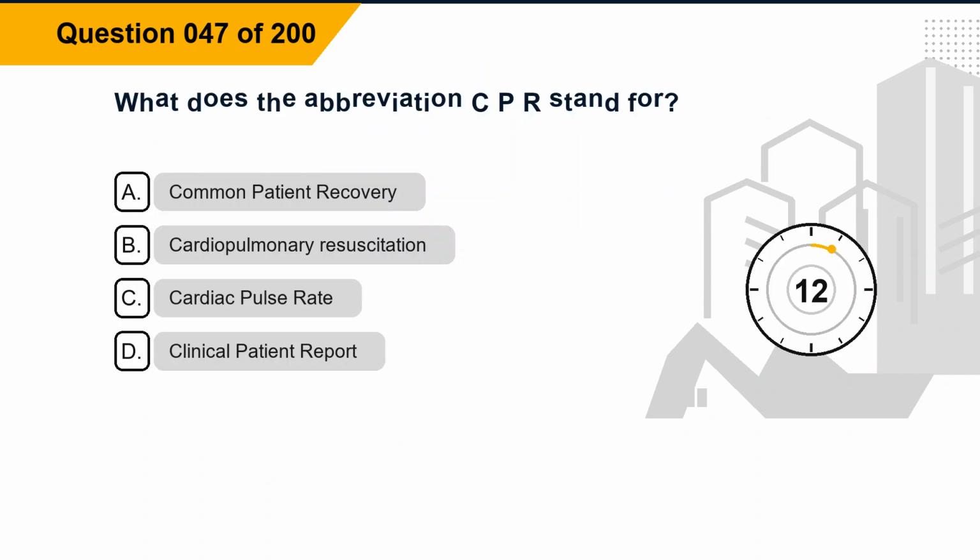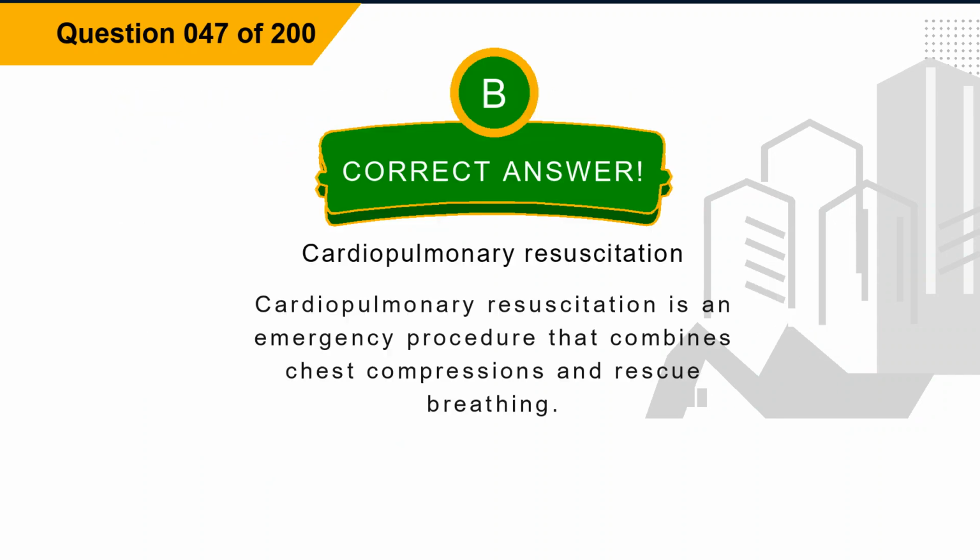Question 47. What does the abbreviation CPR stand for? Option A, Common Patient Recovery. Option B, Cardiopulmonary Resuscitation. Option C, Cardiac Pulse Rate. Option D, Clinical Patient Report. The correct answer is option B, Cardiopulmonary Resuscitation. Explanation. Cardiopulmonary resuscitation is an emergency procedure that combines chest compressions and rescue breathing.